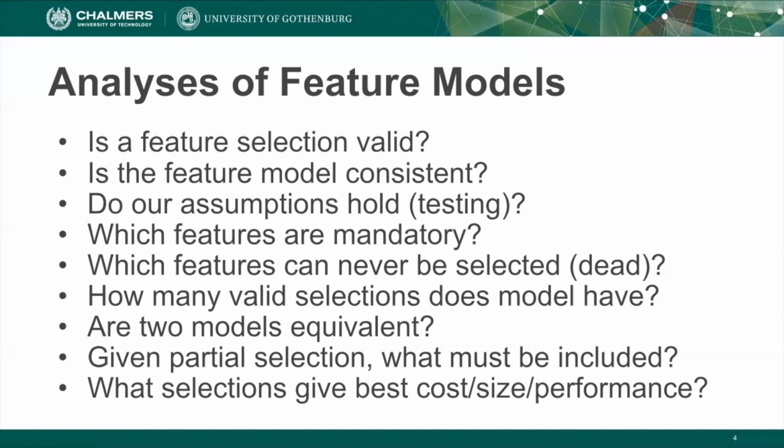And given a partial feature selection, what other features must be included or excluded? Or given a partial feature selection, what features should be selected to produce the product with the lowest cost, the lowest size, the best security, the highest performance? All of these are the types of questions we can answer by analyzing feature models and feature selections. And this is something that can be automated with tool support. This isn't something you necessarily have to do by hand. Each of these questions can be encoded as Boolean satisfiability problems that can be answered automatically using satisfiability or SAT solvers.